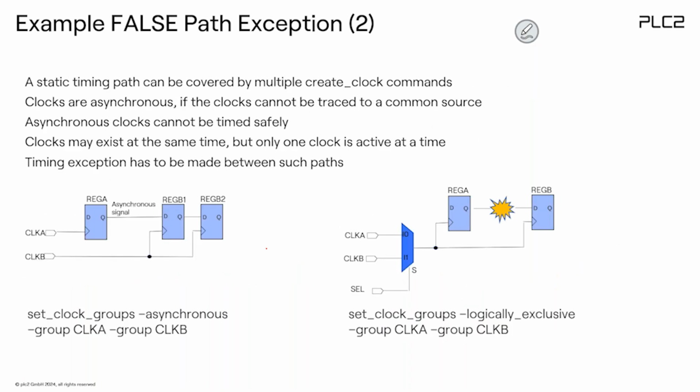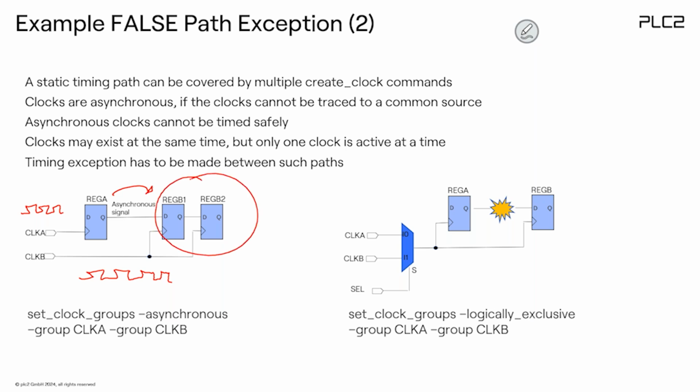Or you can do something like this. Again, CDC, clock domain crossing. Maybe you have clock A, and this might be clock B. It's a completely different clock. So this means it's an asynchronous signal. You know this is asynchronous.